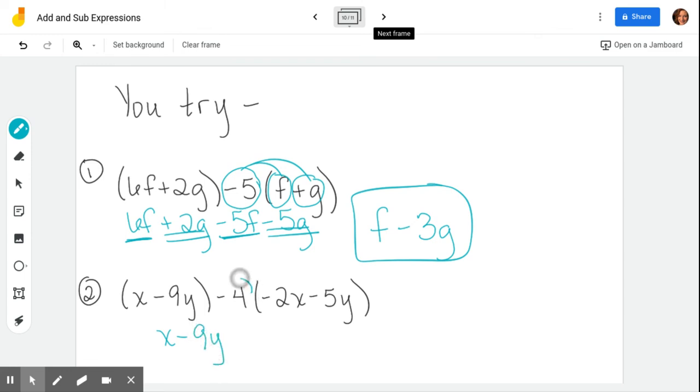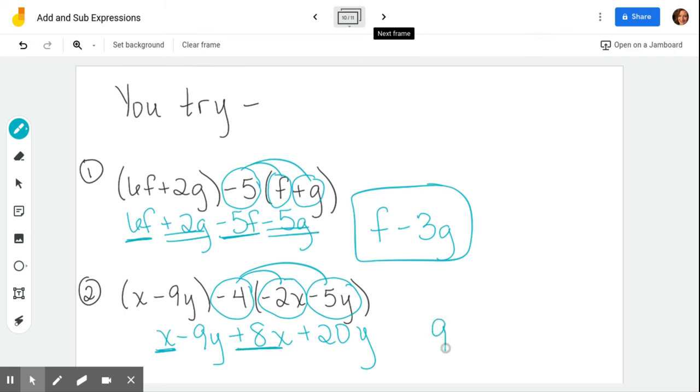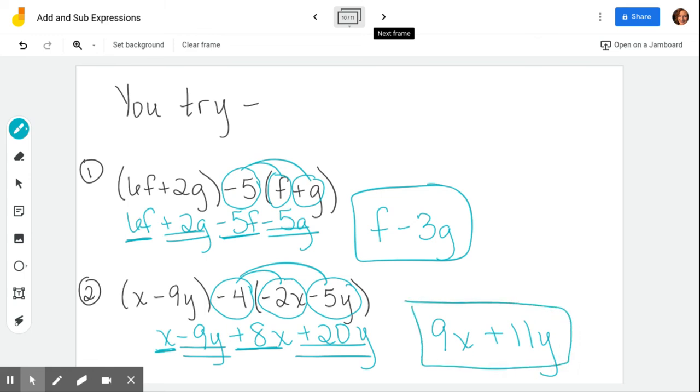And then the last one, the x minus 9y is just x minus 9y. Second set of parentheses, I have a negative 4 attached. Inside, I have a negative 2x and a negative 5y. Distribute to each of those houses. Negative 4 times negative 2x is positive 8x. Negative 4 times negative 5y is positive 20y. Like terms, x and 8x would be 9x. Negative 9y and positive 20y would be positive 11y.